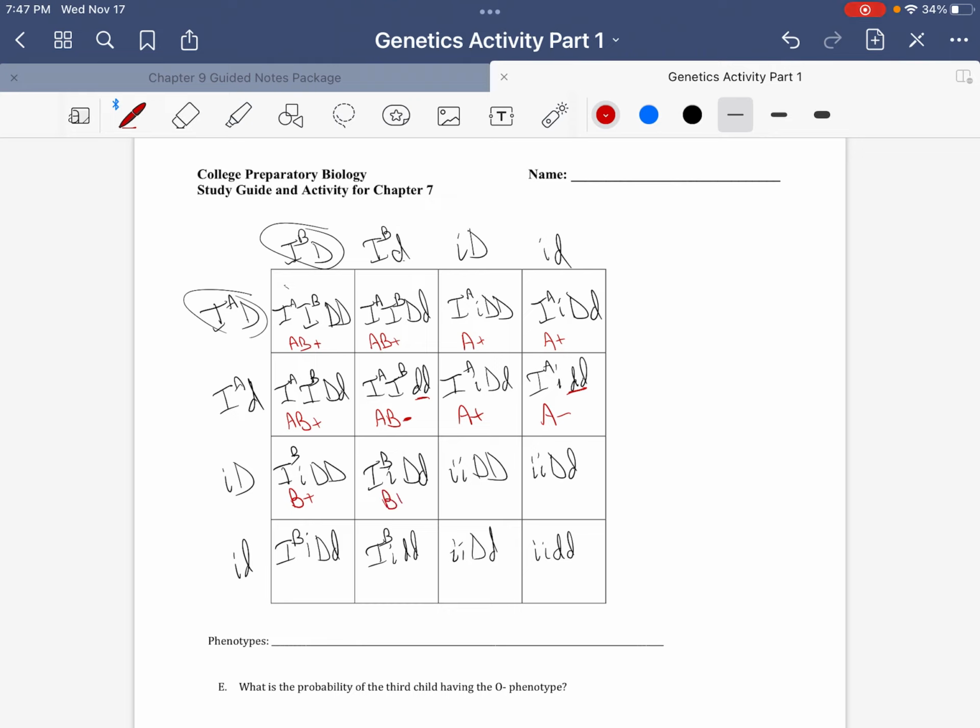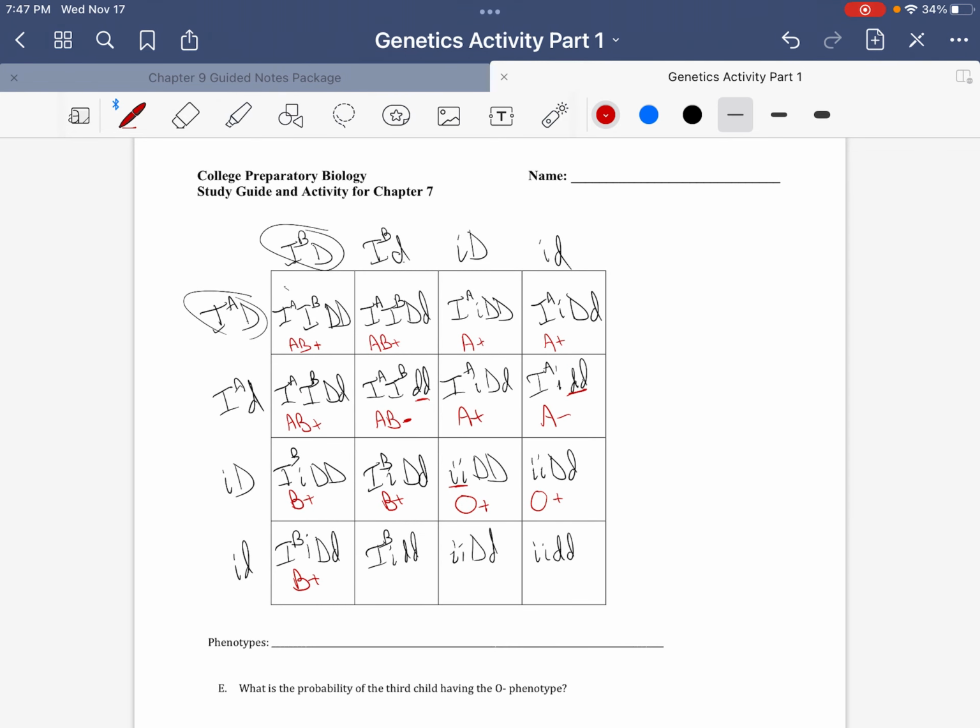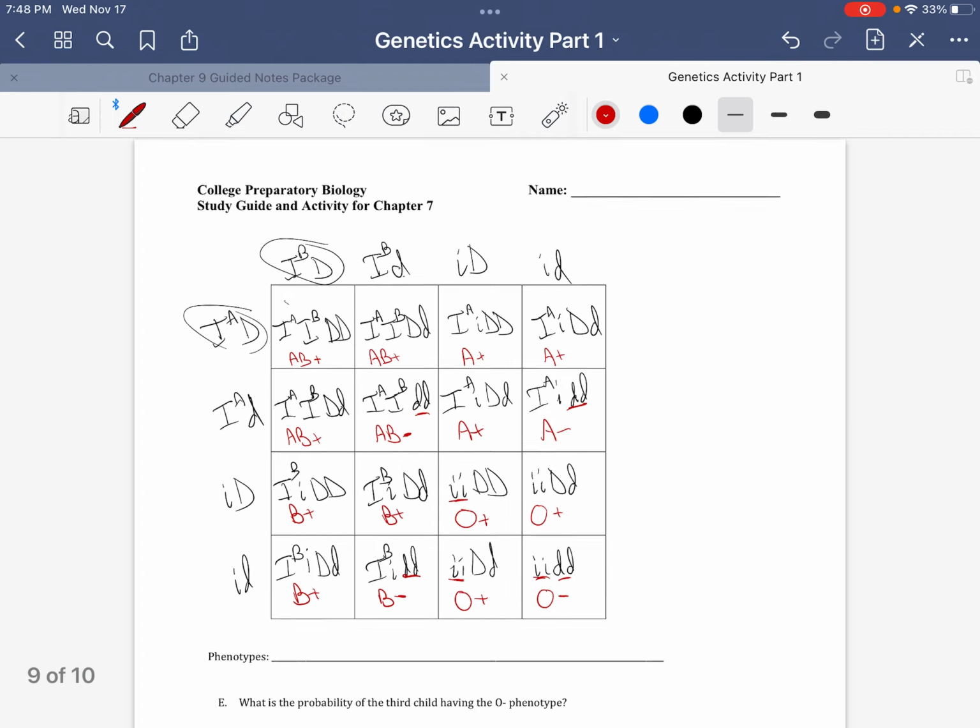B positive. B positive. Now I've got two little i's. Remember, that's type O. That's the absence of A or B protein. We've got a dominant allele for rhesus, so that's positive, so O positive is the blood type. Another O positive, B positive, two little d's, so that's B negative, two little i's, so that's O positive. And last one here, I've got type O, and I've got the negative, so O negative, okay?